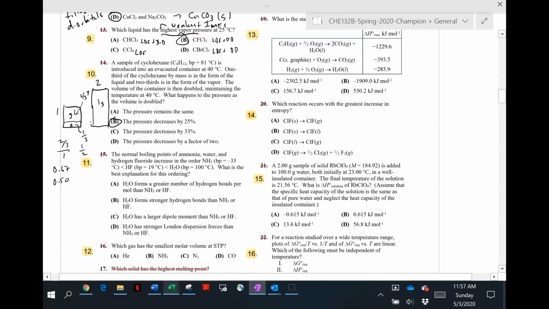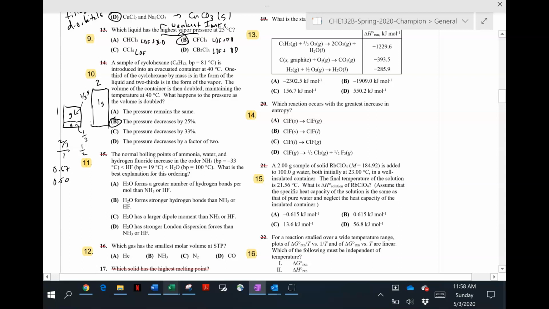All right, number 11 here. Boiling points of ammonia, water, and hydrogen fluoride increase in this order. Ammonia is the lowest, hydrogen fluoride's next, water is next. So we're talking about intermolecular forces here, and the strongest one's going to have the highest boiling point. If we look at these compounds, they're all able to do hydrogen bonding. So that's going to be a big factor in their boiling points. The London dispersion forces are not going to be that different.